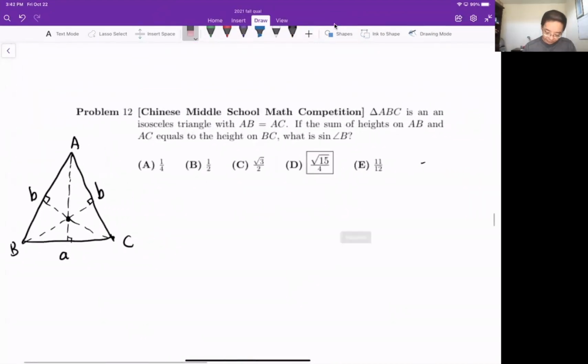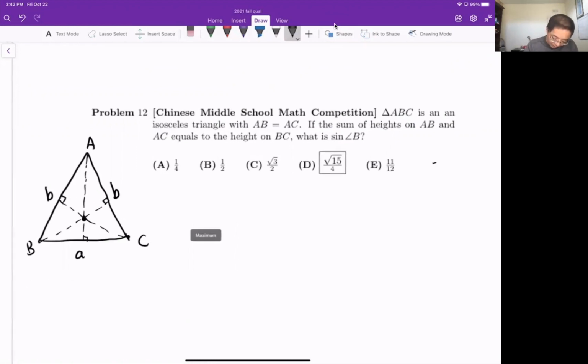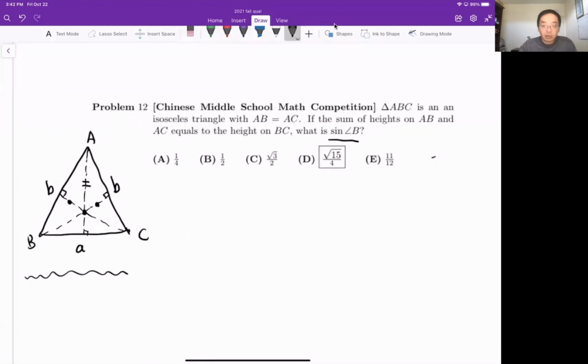Question number 12. The problem says here we have an isosceles triangle ABC, AB equals AC. The height on AB, which is here, plus the height on AC equals the height on BC. The question is, what is sine angle B? For this problem, we can transfer this geometric relation, the sum of two heights equals the third, into an expression in terms of trigonometric functions.